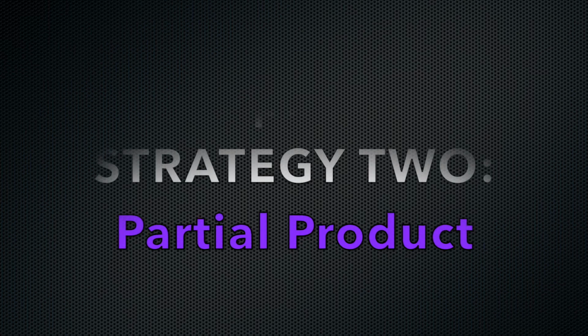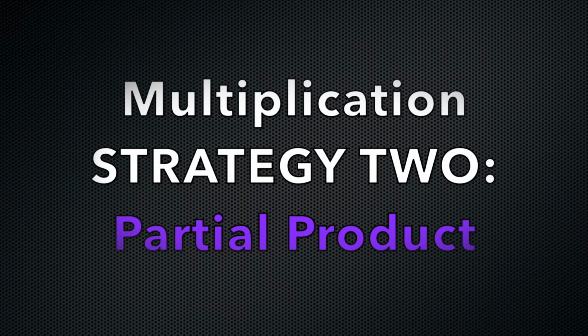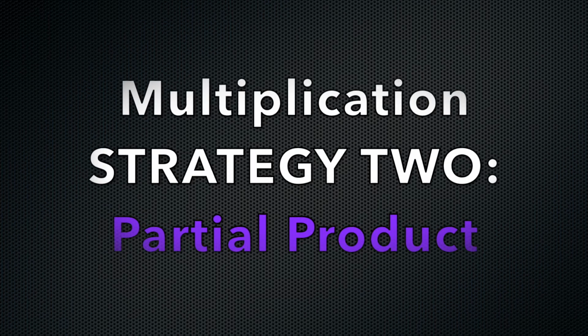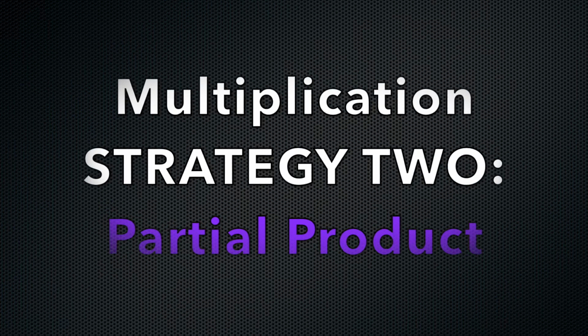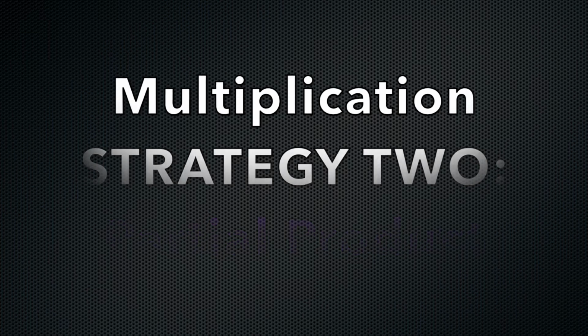3 times 5 is 15. I'm a multiplication machine. Hey now, 3, 6, 9, 12, 15, 18, 21, 24, 27, and 30. Gotta skip counting.